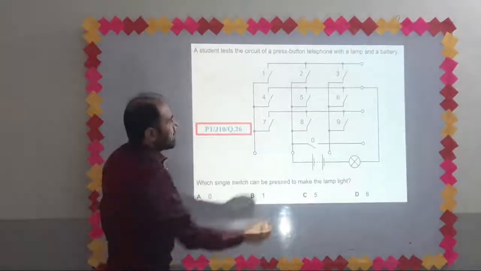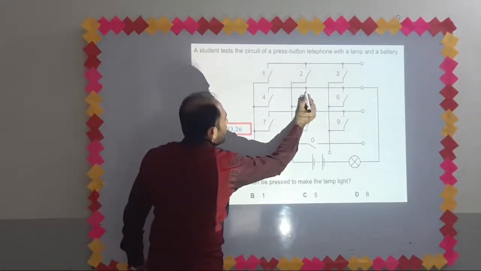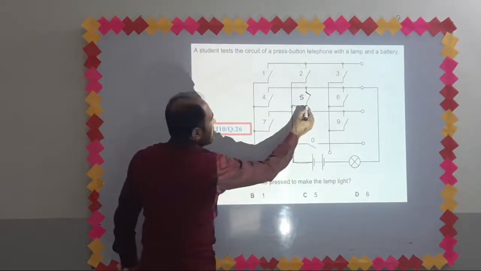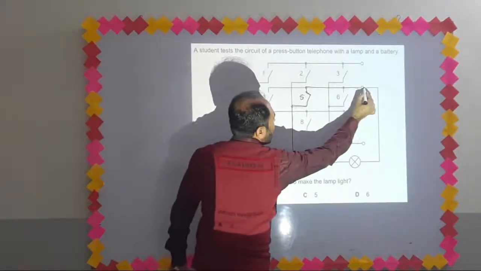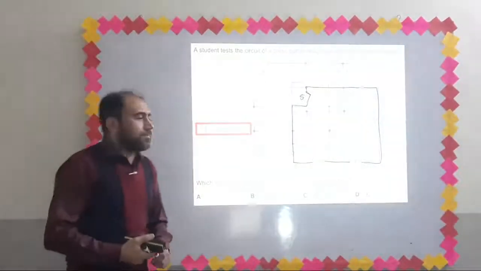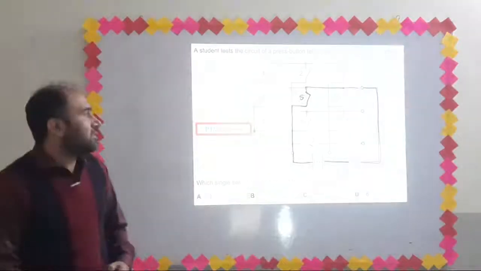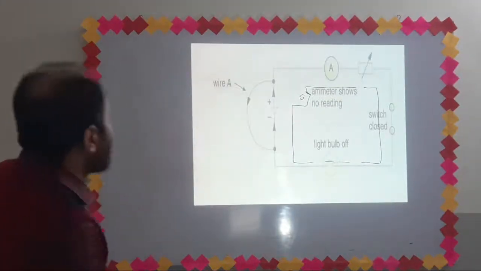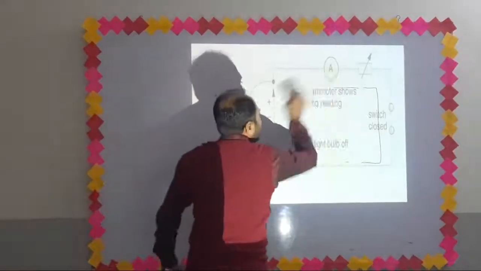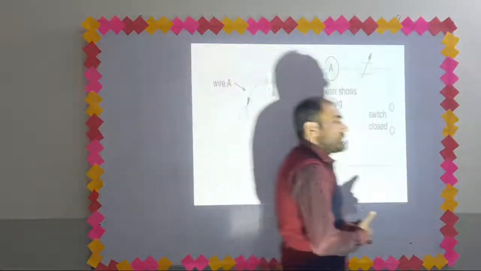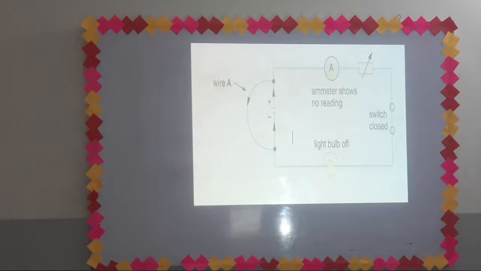What about switch number 5? If we close switch number 5 like this one, the current will take this path and will reach the next terminal of the battery, passing through the bulb. So the bulb will glow if we close switch number 5. We have got the idea of open circuit, closed circuit, and opening and closing of the switches.